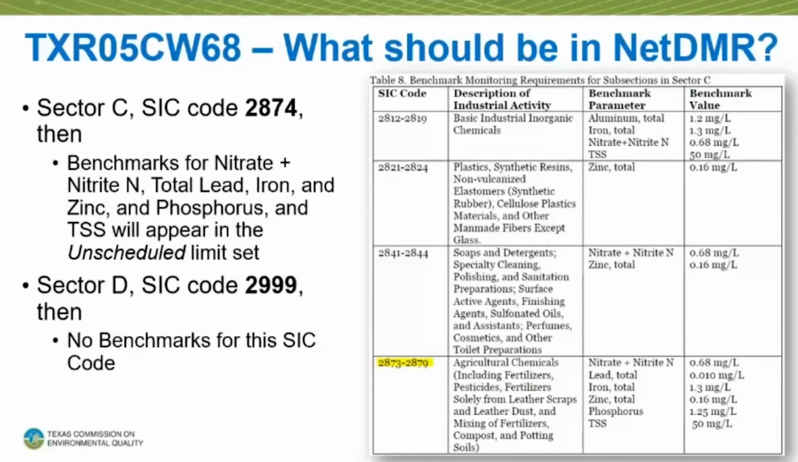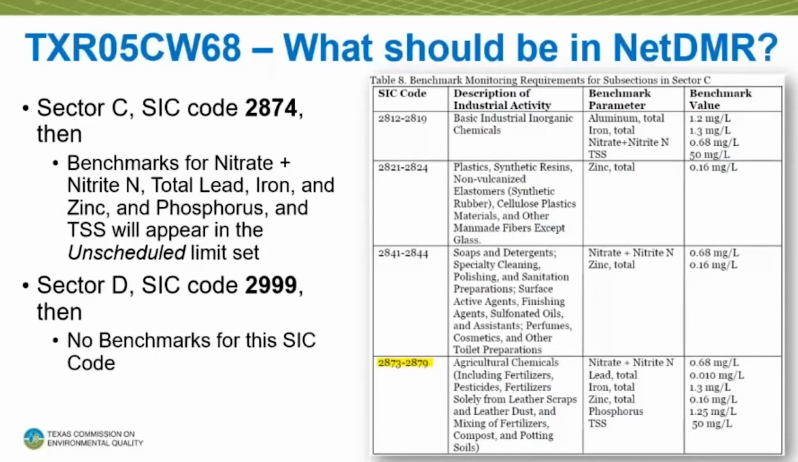And if you recall, they had listed 3 different SIC codes in their application. So the first SIC code of 2874 does have benchmark monitoring, specifically for nitrate plus nitrite, total lead, total iron, total zinc, phosphorus, and TSS. So all of those parameters are going to be appearing in their unscheduled limit set to report on.